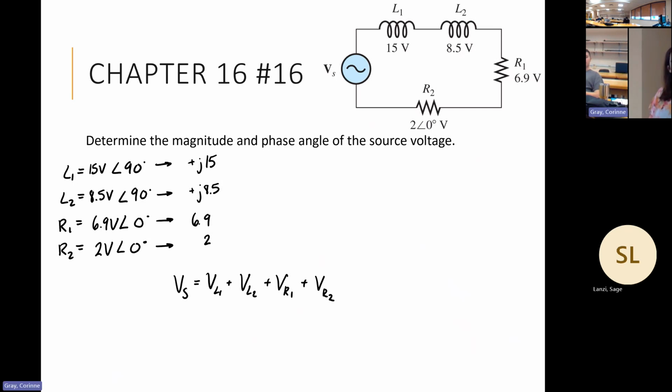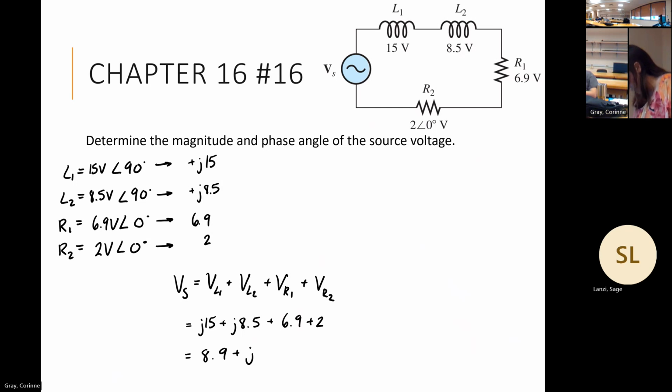Now that we have those, technically we can plug them into the equation here. So we'll have j15 plus j8.5 plus 6.9 plus 2. And with this, we can only add the j terms to each other. We cannot add the 2 to either of the j terms, so we'll just add those two. Add the j values, so we'll have 8.9 plus j23.5. So this is the rectangular form.